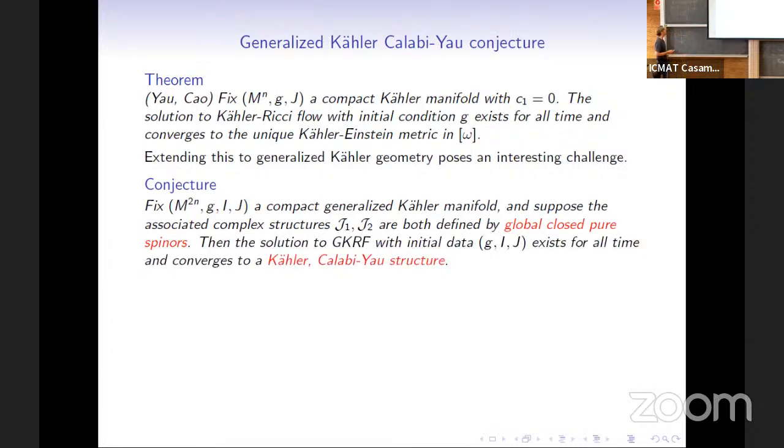Yeah, and then I think what should be true is that the solution to generalized Kähler-Ricci flow exists for all time and converges, and this is not a typo, to a Kähler-Calabi-Yau structure. So in particular, it'd be saying, if this was true, that there would be no non-Kähler manifolds of this kind of Calabi-Yau type where the J1, J2 are both defined by global closed pure spinors. If this was true, it would have that implication.